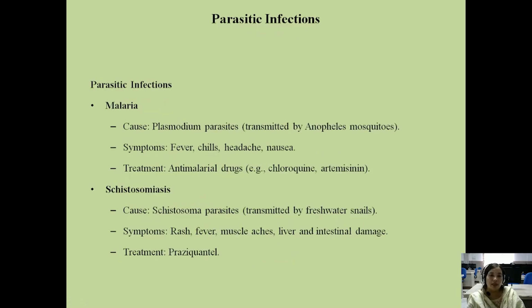Then parasitic infection, the disease is malaria, and the cause is Plasmodium parasites transmitted by Anopheles mosquitoes. Symptoms are fever, chills, headache, and nausea. Treatment is anti-malaria drugs, chloroquine and artemisinin. You feel a high fever, chills, headache, and nausea if you have malaria.